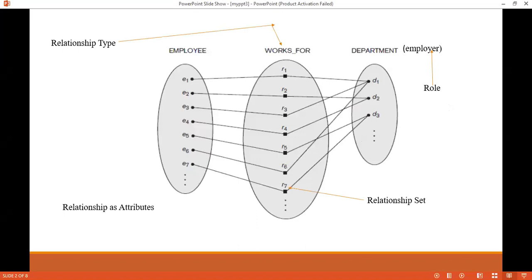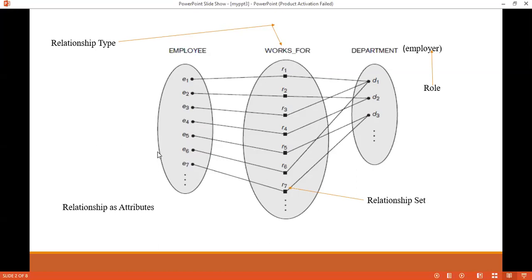My dear friends, what is a relationship type? First of all, before understanding what a relationship type is, we need to understand what is a relationship. Relationship is nothing but it is an association between two entities. Now, for example, E1 is participating in a relationship R1 with D1. E2 is participating in a relationship R2 with D2. E3 once again is participating in a relationship R3 with D1. E4 is participating in a relationship type R4 with D2. E5 is participating in a relationship R5 with D3 and so on.